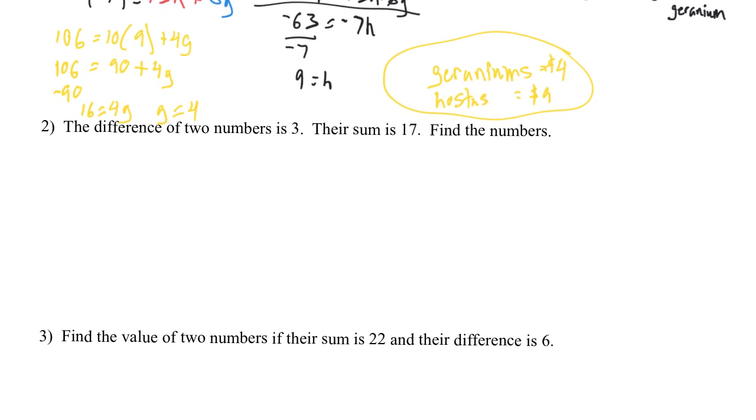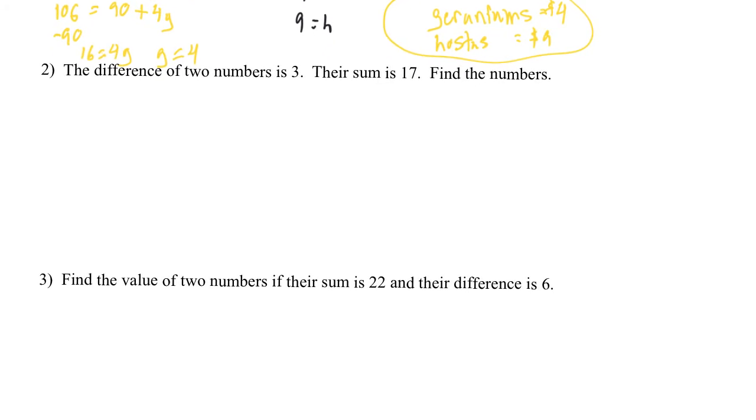Another good word problem are sums and differences of two numbers. And they're pretty straightforward once you find the pattern. But difference means subtract. Right, so you're going to subtract the two numbers, and it's going to give us 3. So if I take a minus b or x minus y, doesn't matter, it's going to be 3. Their sum means to add. So you're going to take the same two numbers, a plus b, and get 17.